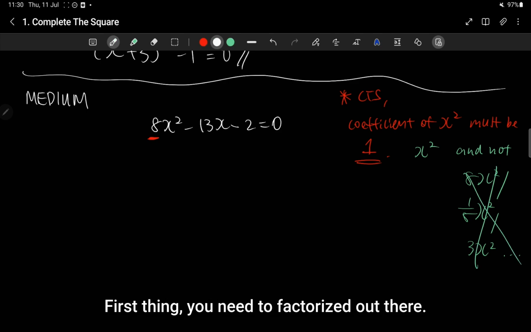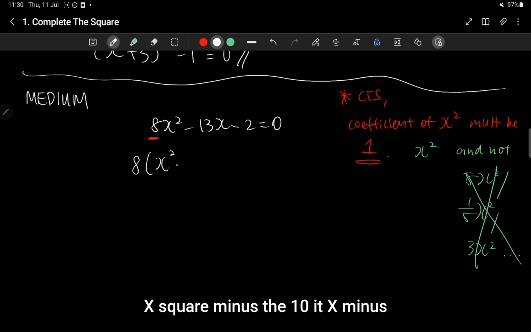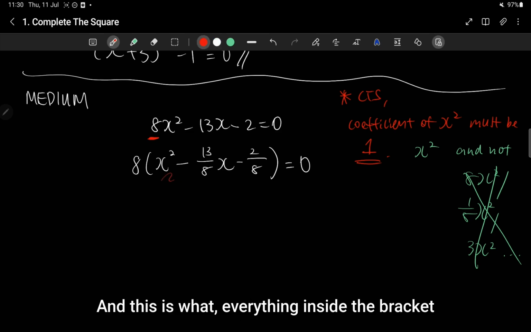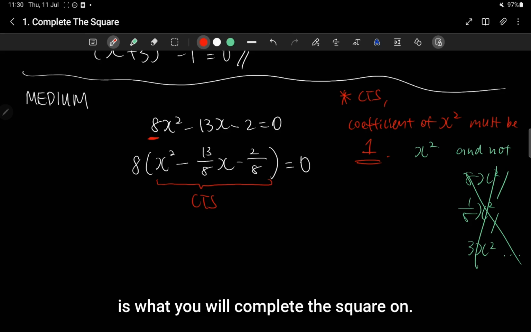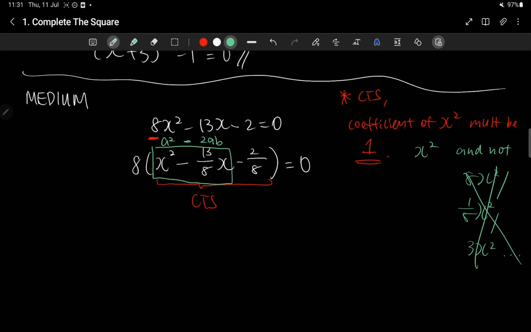So how do you do that? First thing, you need to factorize out the 8. So you take out the 8, you have 8 bracket x squared minus 13 over 8 x minus 2 over 8 equals 0. And everything inside the bracket is what you will complete the square on. That being said, this is our a squared minus 2ab, and this is another box.